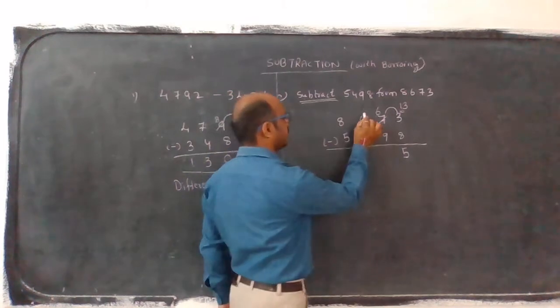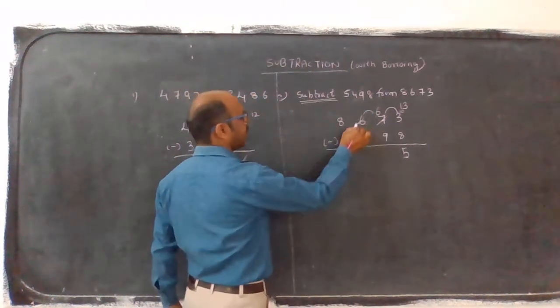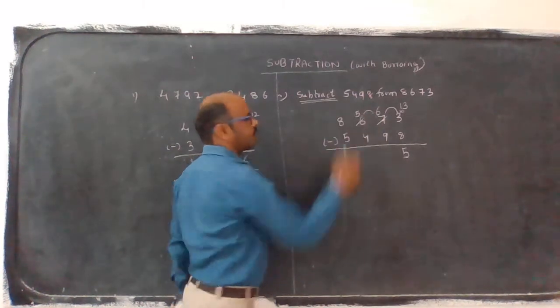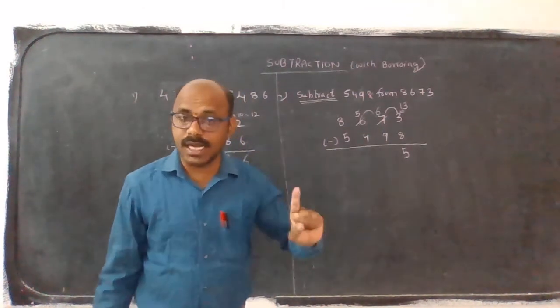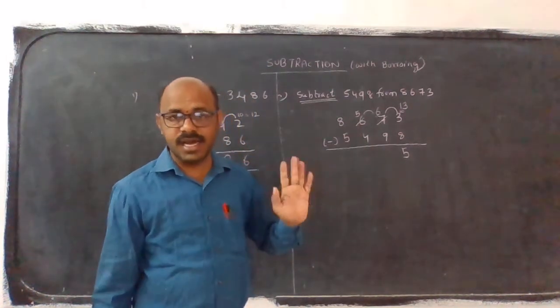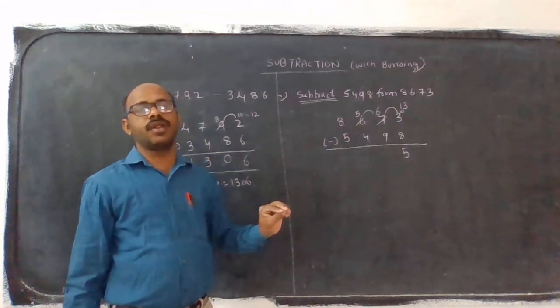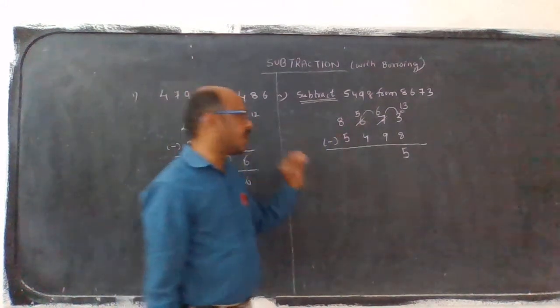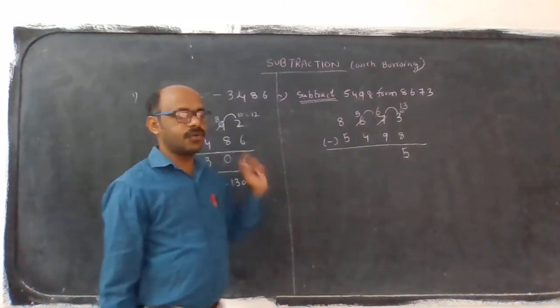Now we can draw 6 here. Then draw borrow here. Then 6 becomes a 5. We have to write the small number before the digit only whenever we are taking a borrow. If you are not taking a borrow, don't write a number before the digit. If you are taking a borrow only, we can write the number before.